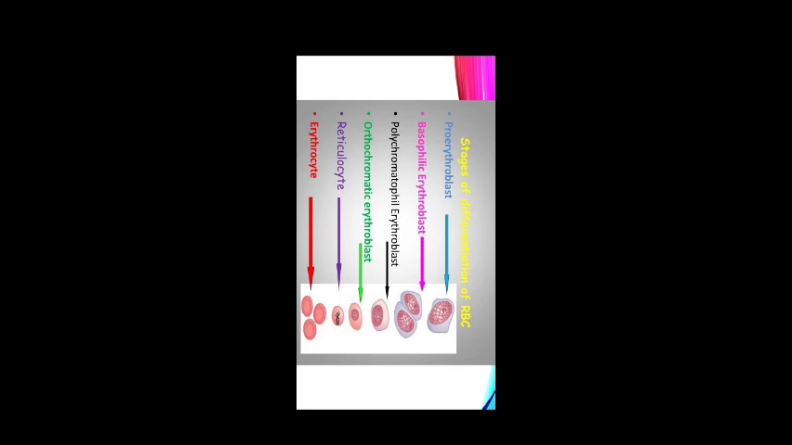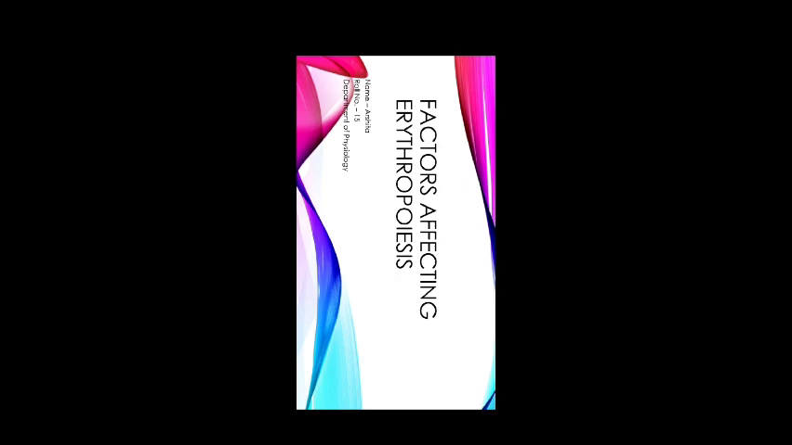Hello everyone, my name is Arshita, roll number 15, and my topic is factors affecting erythropoiesis. Tissue oxygenation is the most essential regulator of RBC production.